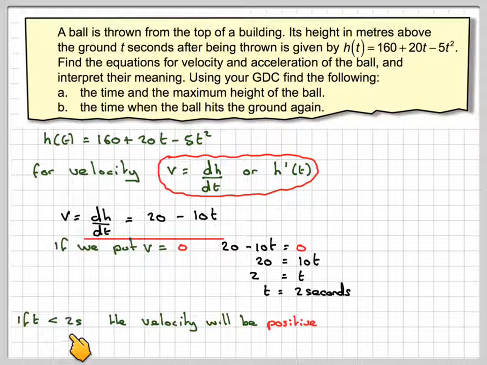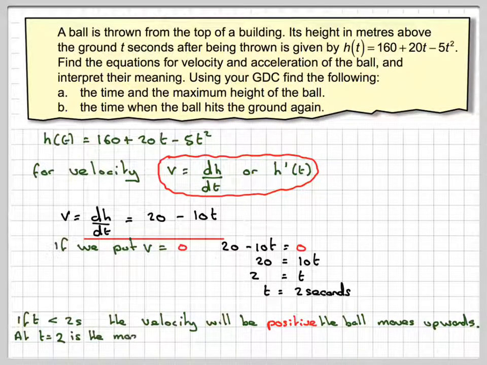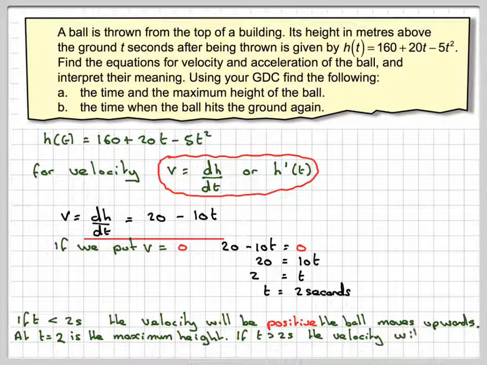If t is less than 2 seconds, the velocity will be positive, because when you start throwing the ball upwards, it goes upwards something like this. At t is equal to 2, it's at its maximum height, so the ball will go up like this and get to a maximum height. And if t is greater than 2, then the ball will go back down again, so the velocity will be negative. And the velocity you can get from the gradient of this function.